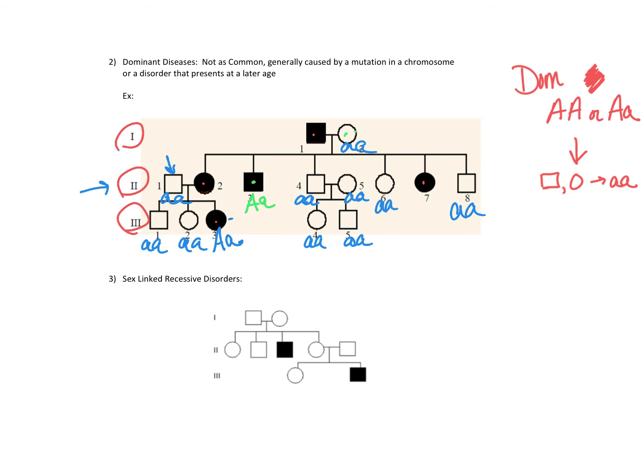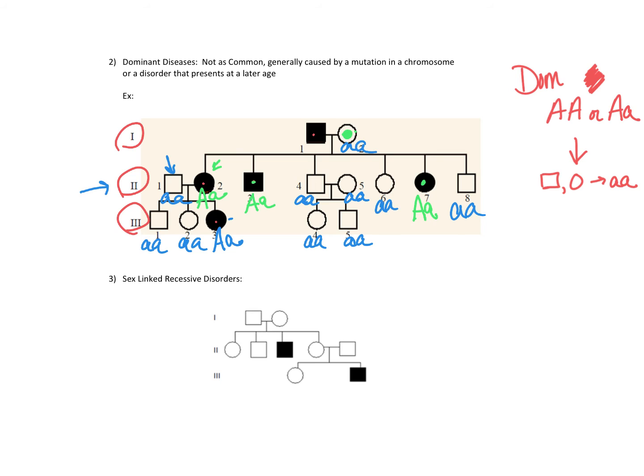Same thing with his older sister over here. Mom can only offer a little a. The other letter has to be big. Same thing with his younger sister way over here, number 7. The only thing that her mom up top can give her is a little a. And so because she's shaded, the other one's big.